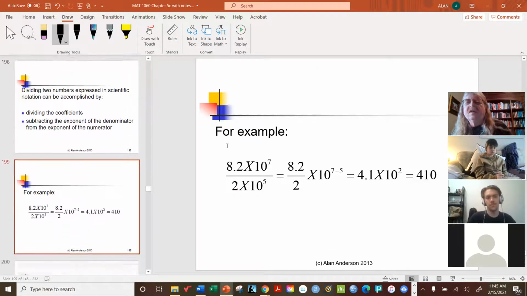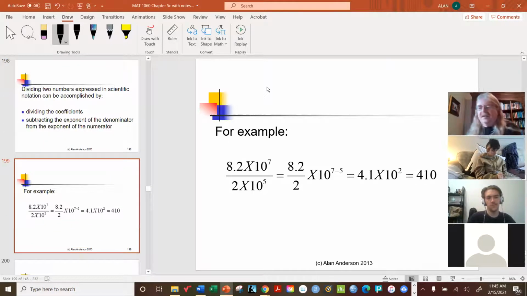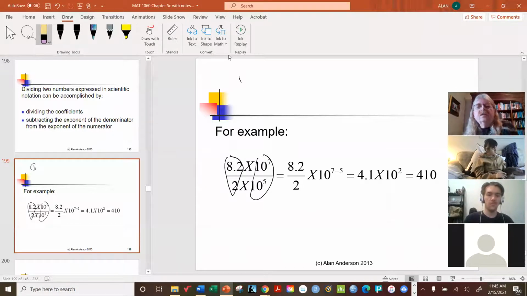Okay, now division, as you can probably guess, is going to happen in a very similar way. I'll just divide the two coefficients, and now remember here we're applying the so-called quotient rule, which we had a little earlier.